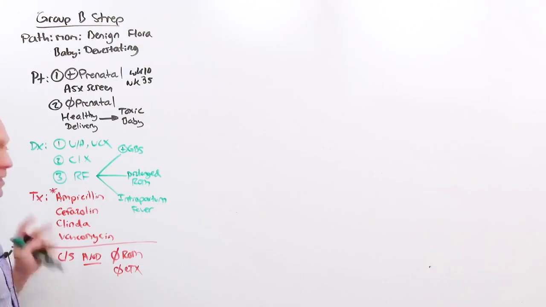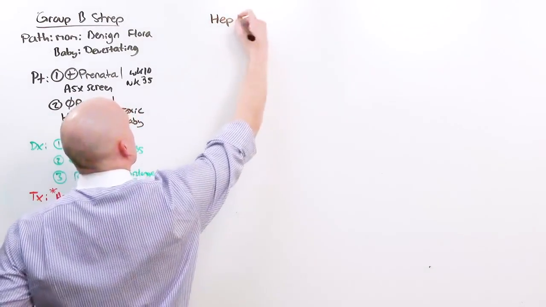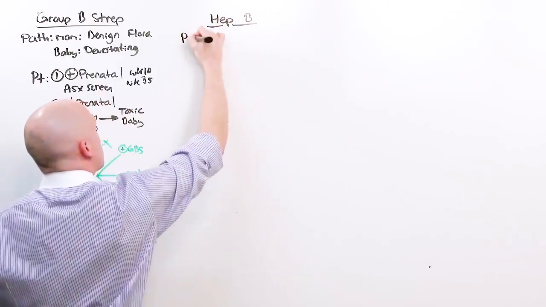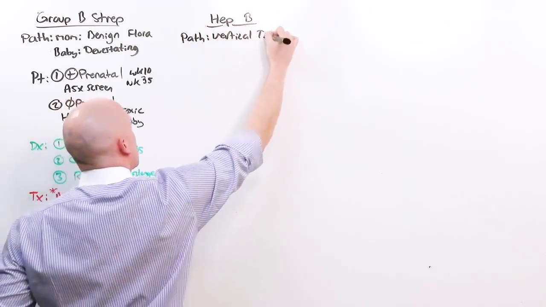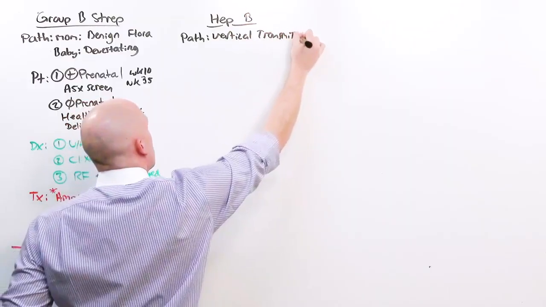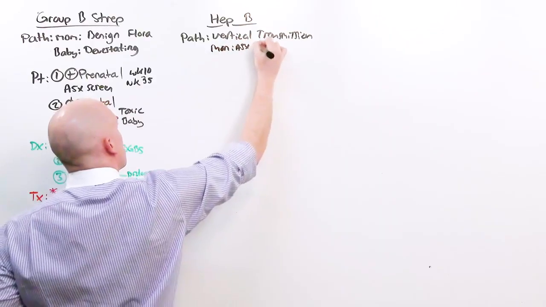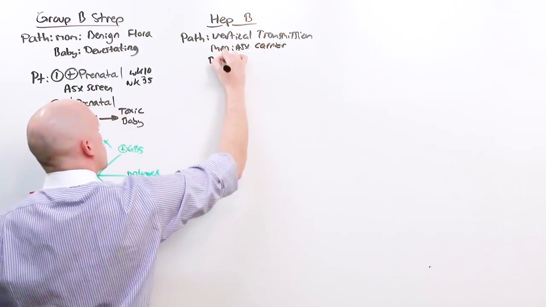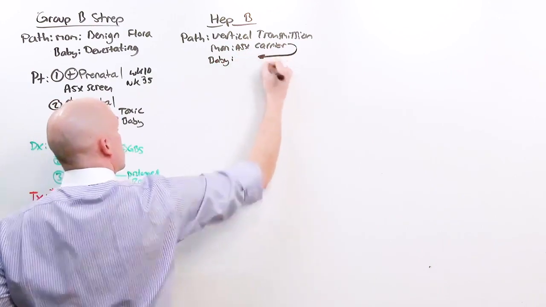Simple, but a lot of details in there. The second is Hep B, and we talk a lot about Hep B during the hepatitis lectures and infectious disease. And we're going to pay primary attention to vertical transmission. That is, mom is in a chronic carrier state. And what do we do to prevent baby from contracting it during delivery and becoming a chronic carrier herself?